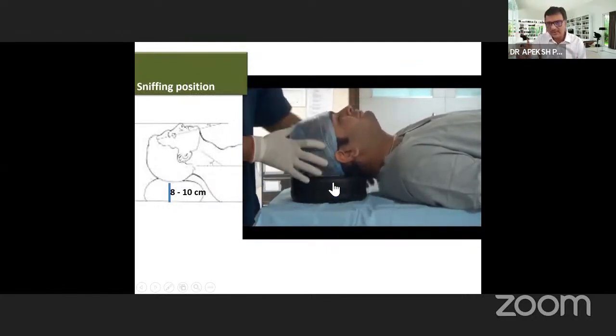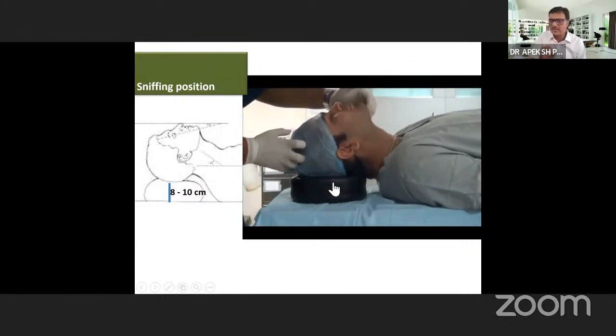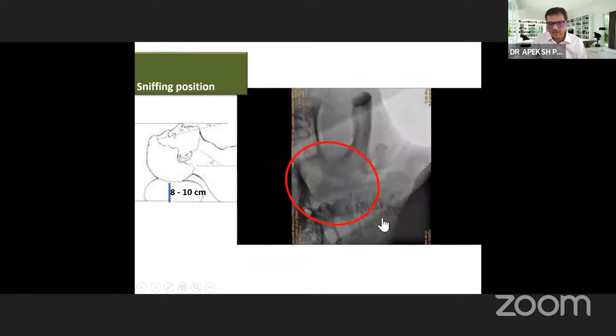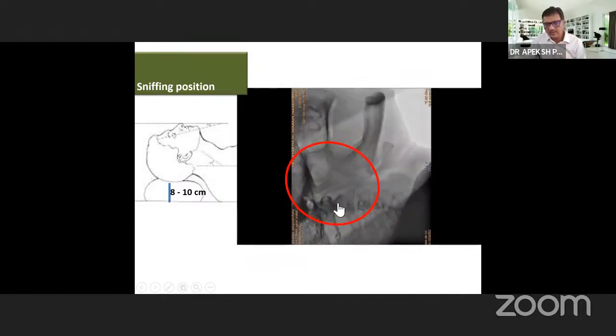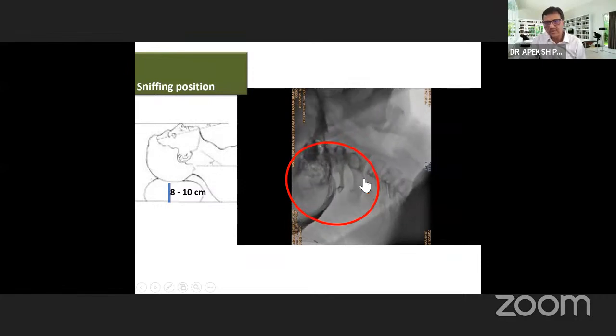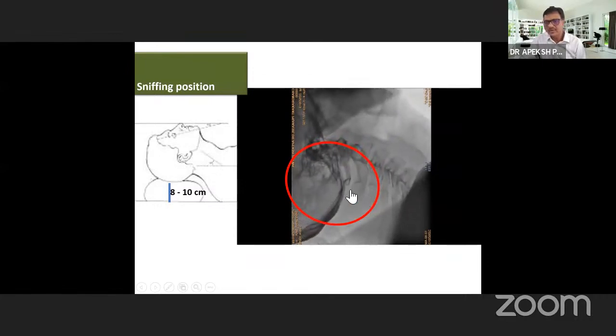So AO and this face plane extension. This is actual sniffing position. And if you look at this in image intensifier view, look at this. This is flexion of the cervical spine and this will be extension of the AO joint. So to give proper sniffing position, you need to elevate the occiput at 8 to 10 centimeter height from the table and then extend the AO joint.